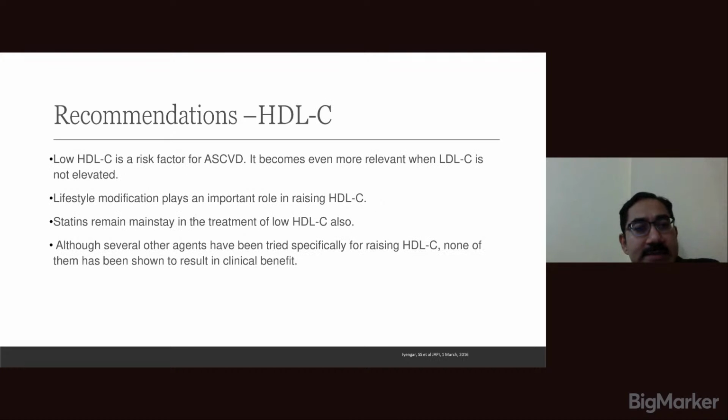Recommendations for HDL-C. Lower HDL is a risk factor for atherosclerotic cardiovascular disease, and it becomes even more important when the level of LDL is not elevated. Lifestyle modifications play a very important role in raising HDL, and statin remains the mainstay of treatment in patients who have low HDL. Although several other agents were tried earlier, like niacin, to increase the level of HDL, there was no clinical benefit found from these agents.